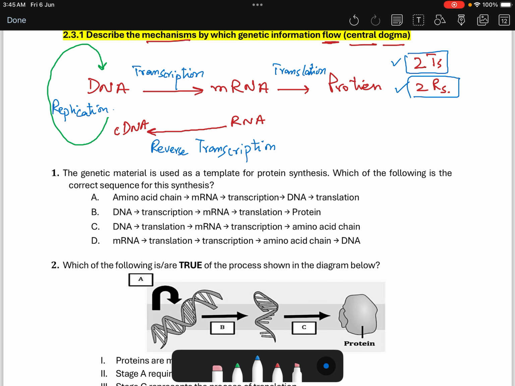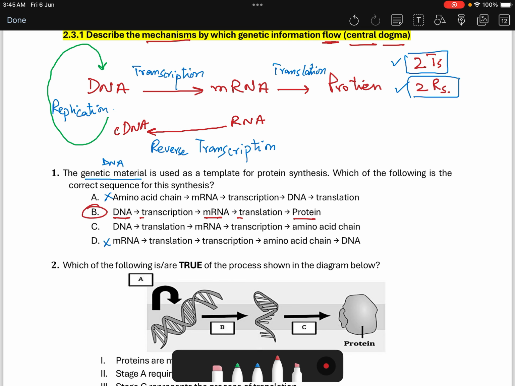The genetic material is used as a template for protein synthesis, and we know that genetic material is DNA. Okay, it is used as template for protein synthesis. Which of the following is the correct sequence? So of course, when I said genetic material, you must start with the DNA. So A is wrong and D is wrong, so B and C can be correct. But the first process, when the DNA converts into mRNA, is transcription. So DNA to mRNA to protein, first T, second T, so the answer is B.